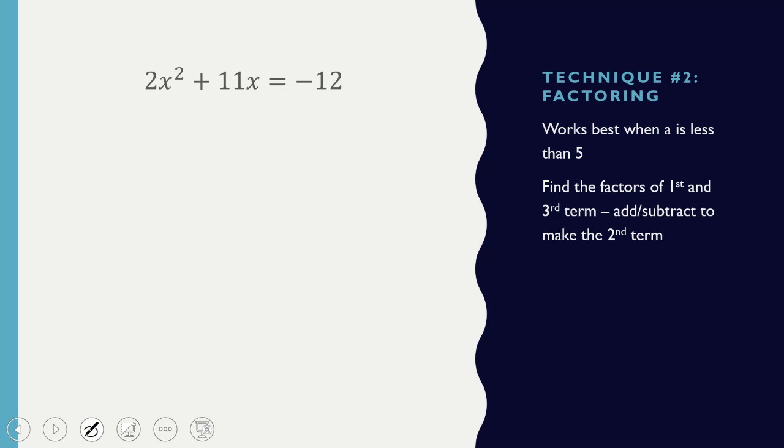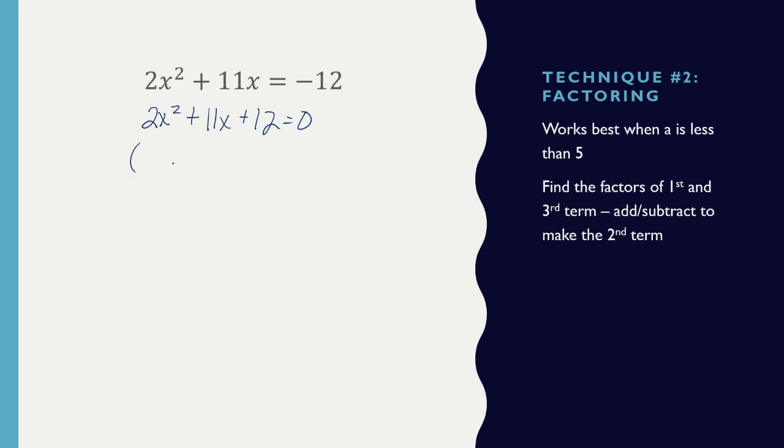Not to say that it can't be done, but it's going to be easier for you if a is less than 5. You find the factors of the first and the factors of the third term, and you figure out how to place them so that they add or subtract to make the second term. The first thing you have to remember is that with every quadratic, it has to be equal to 0 in order to solve. So this one, I would start by adding that 12 to the other side. So now my quadratic is equal to 0.